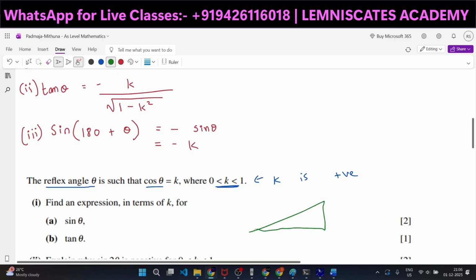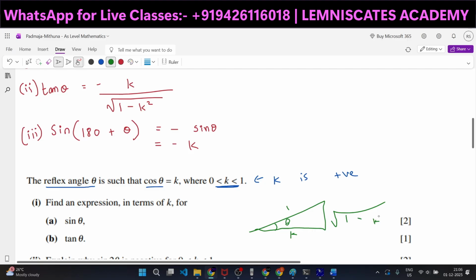You can draw a right angle triangle and assume that this is your theta. Because your cos theta is given as k, and cos theta is adjacent over hypotenuse, adjacent is k and hypotenuse is 1. That is how you get cos theta is equal to k over 1. In that case, the third side will now become the square root of 1 minus k square.